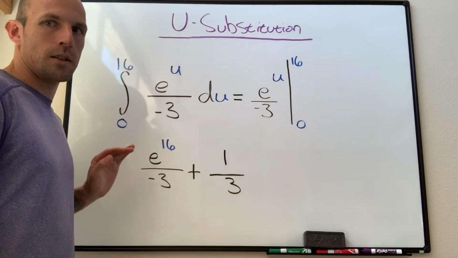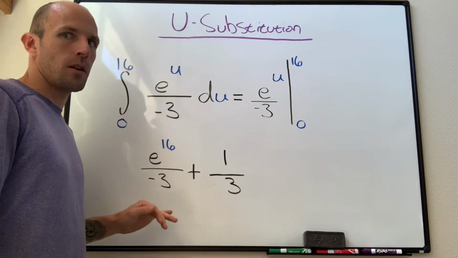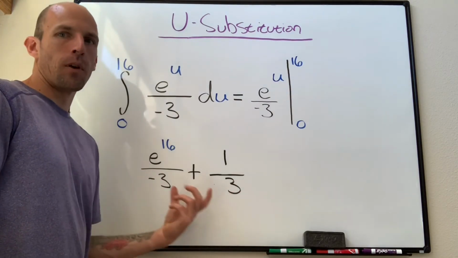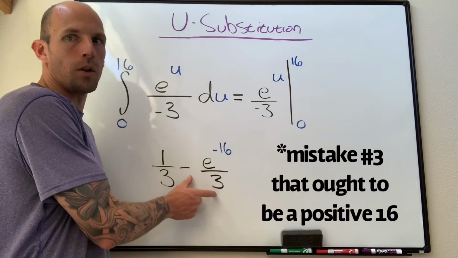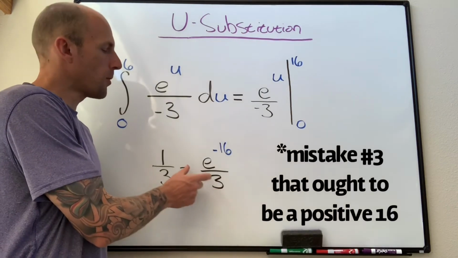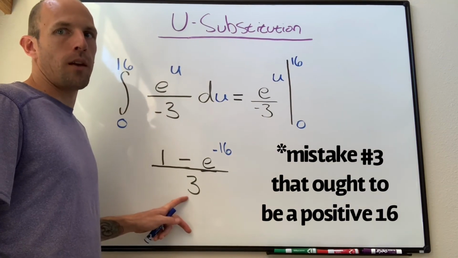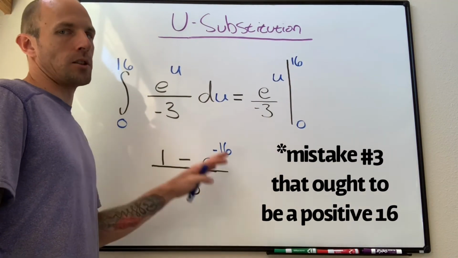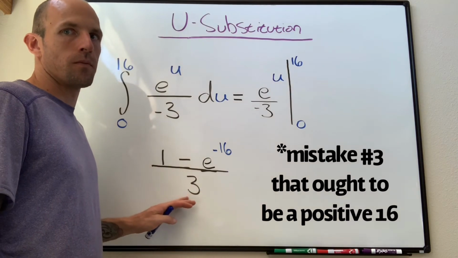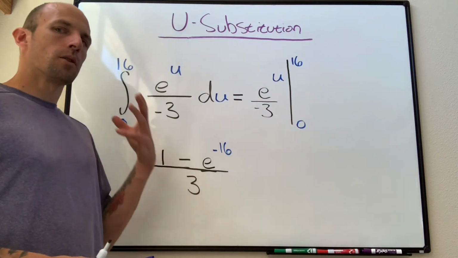While this is probably an acceptable answer, let's see if we can clean it up and put it into just a single fraction. When you reorder your terms, remember to keep your sign with the term. And the common denominator of 3 allows us to bring the two fractions together as 1. And this is it. So let's review.